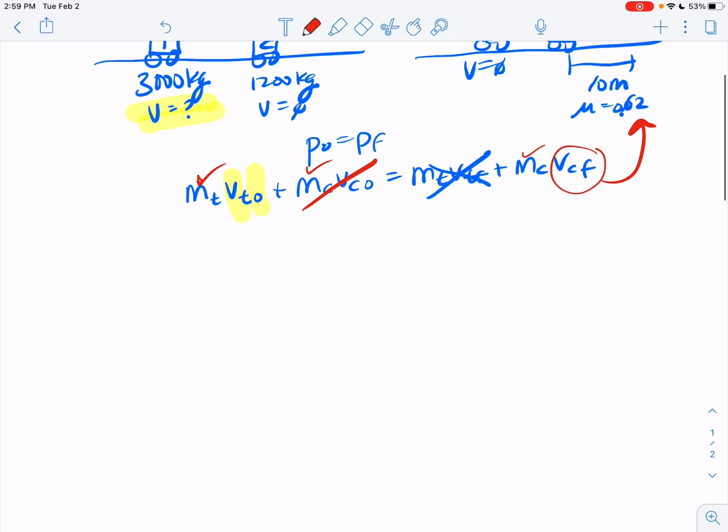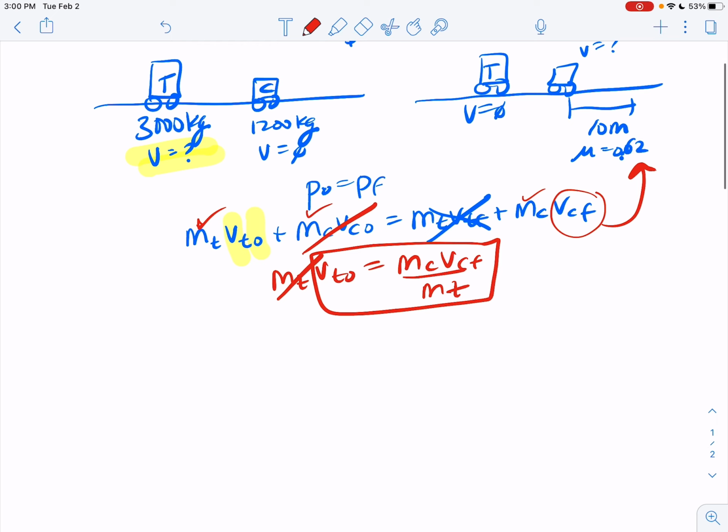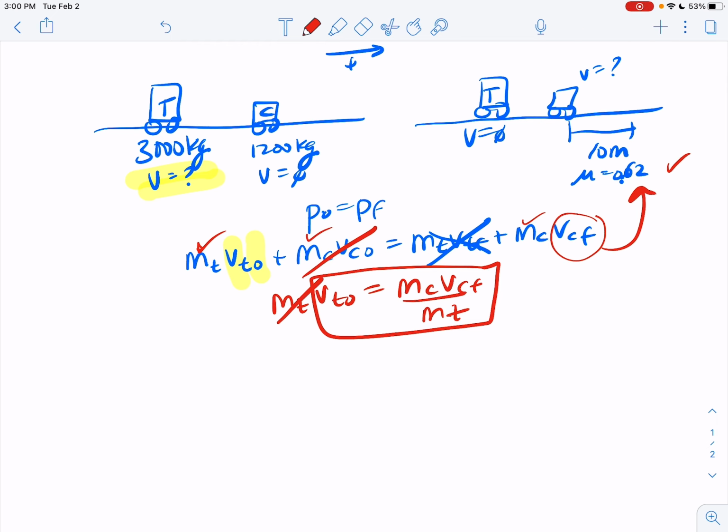So let me leave some space. I'm going to have M truck V truck initial equal M car V car final divided by mass of the truck. So here's what I'm looking for: I just need that final velocity of the car. It tells me that it's coming to a stop. Since I get the coefficient of friction, I could be thinking some kind of kinematics, which will work, I think, depending on what they gave you. But again, that's kind of hard.